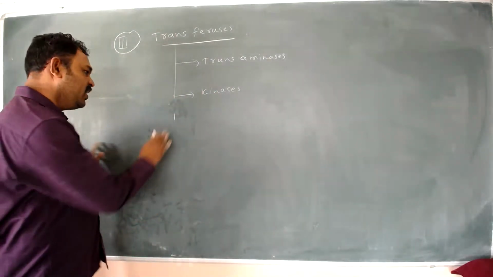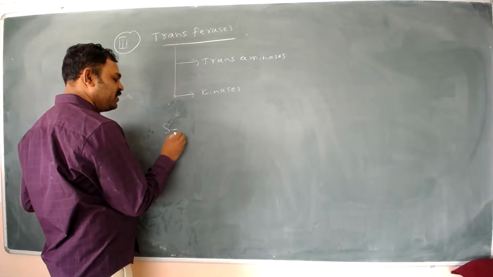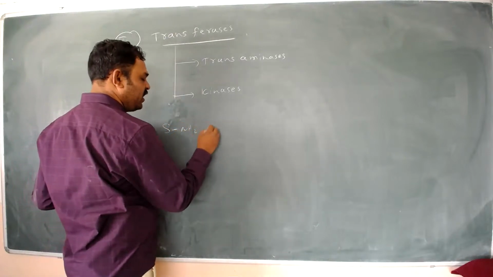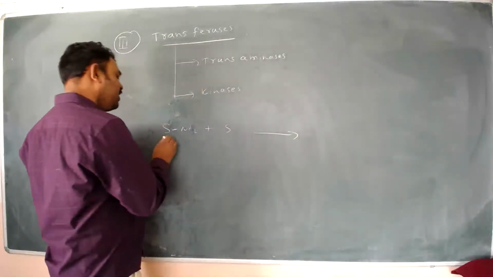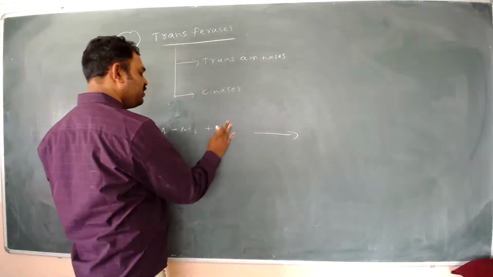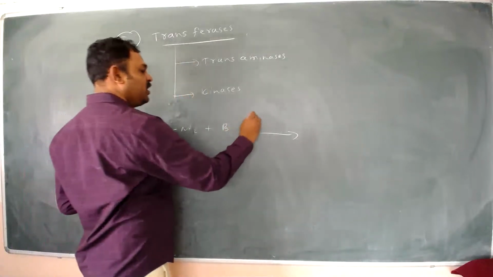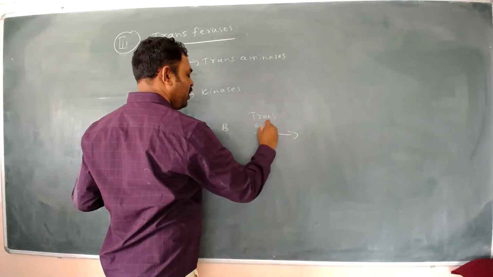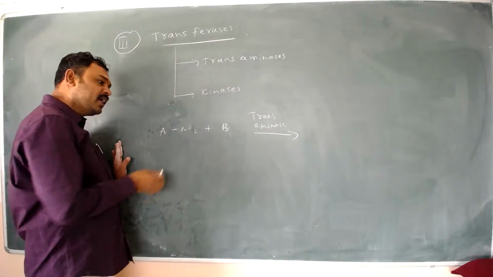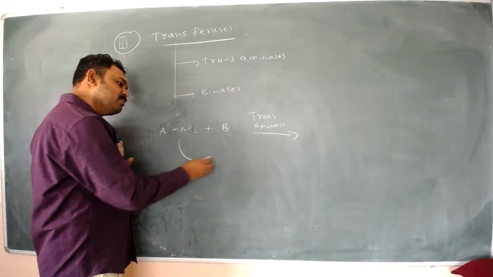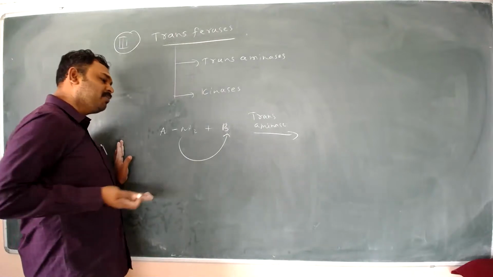Suppose there are two reactants: one substance has an amine group, plus another substance. This is substance A, this is substance B. What is the enzyme here? Transaminase. The enzyme involved in the transfer of an amine group from one substance to another substance can be called a transaminase.